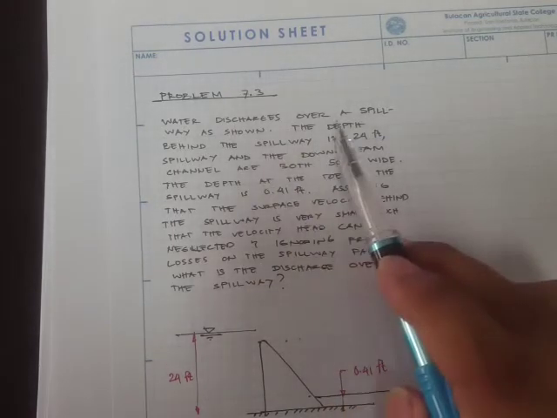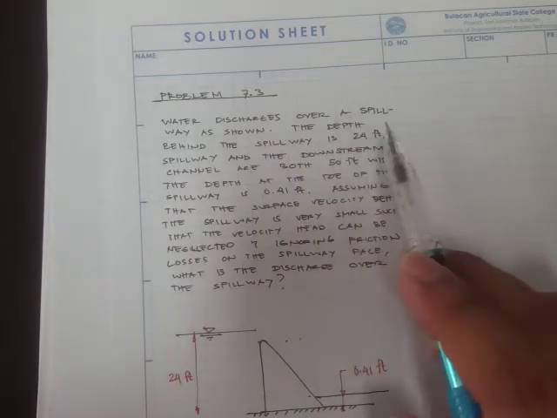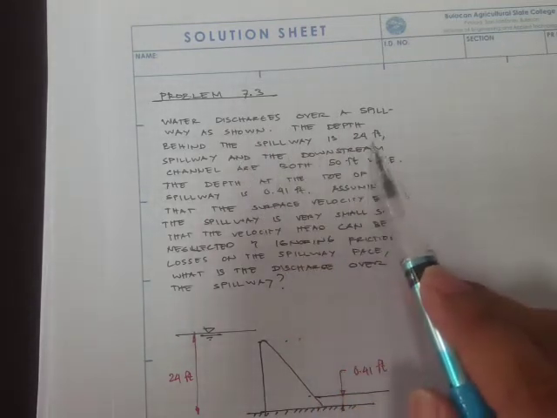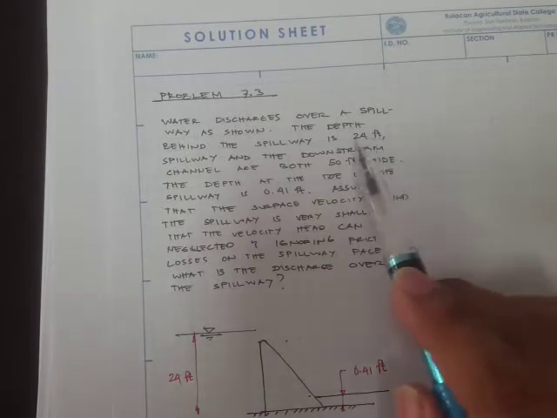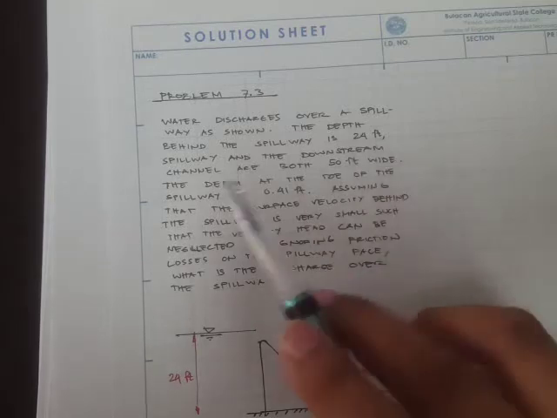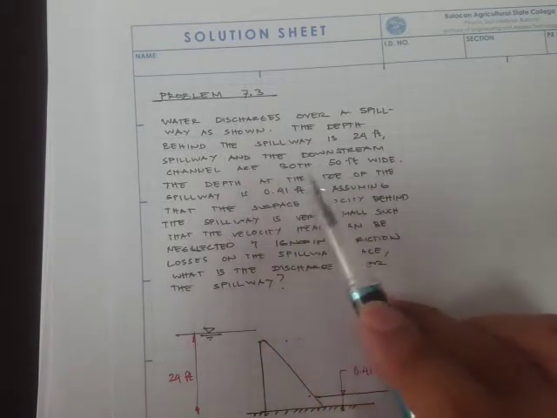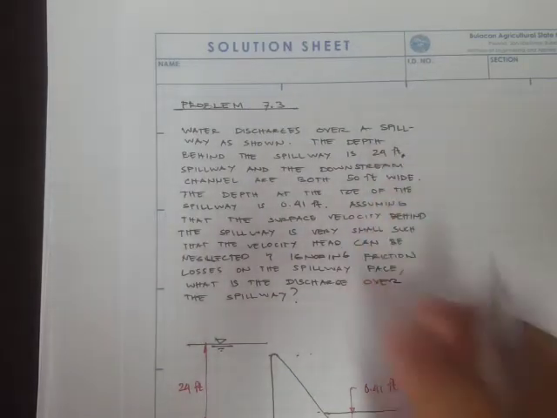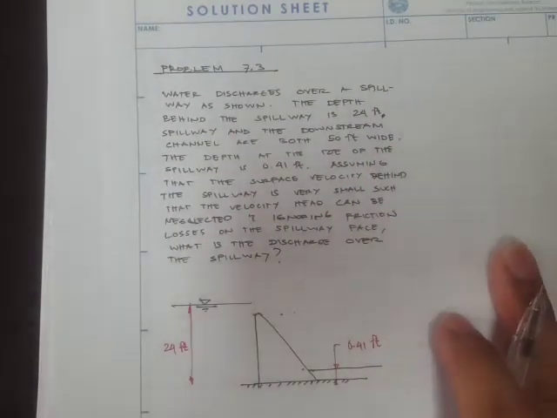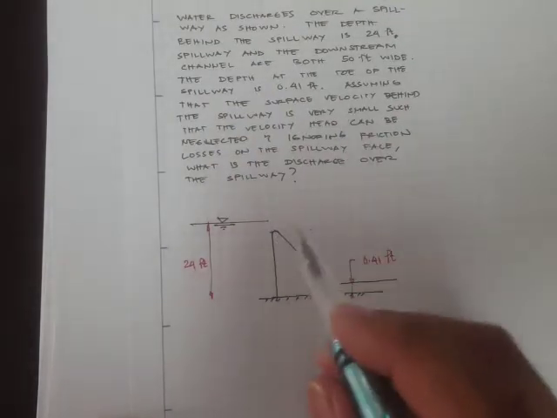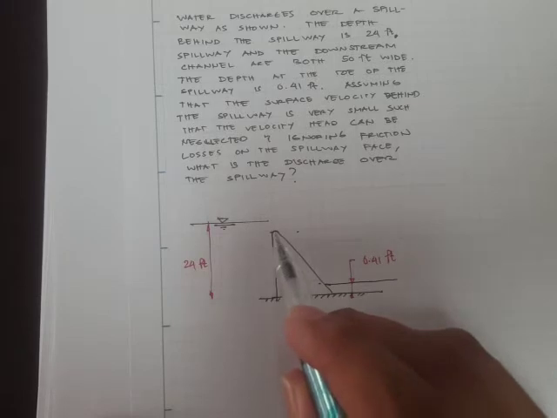Okay, so water discharges over a spillway. The depth behind the spillway is 24 feet. All right, so that's in English units. It says here, spillway and the downstream channel are both 50 feet wide. Okay, so that 50 feet refers to the width. That's the orthogonal length.